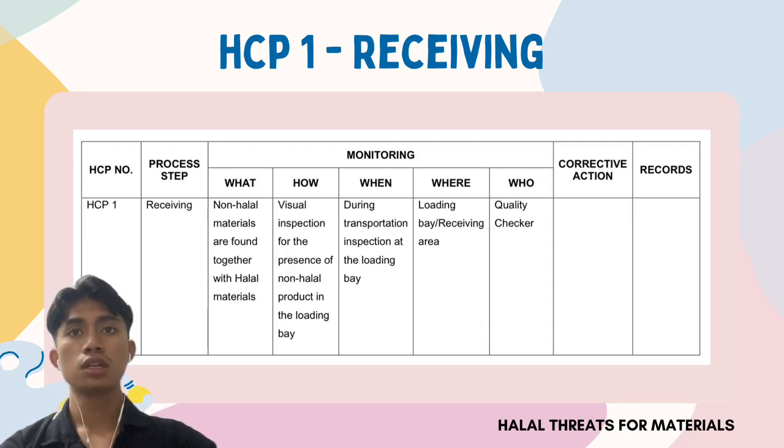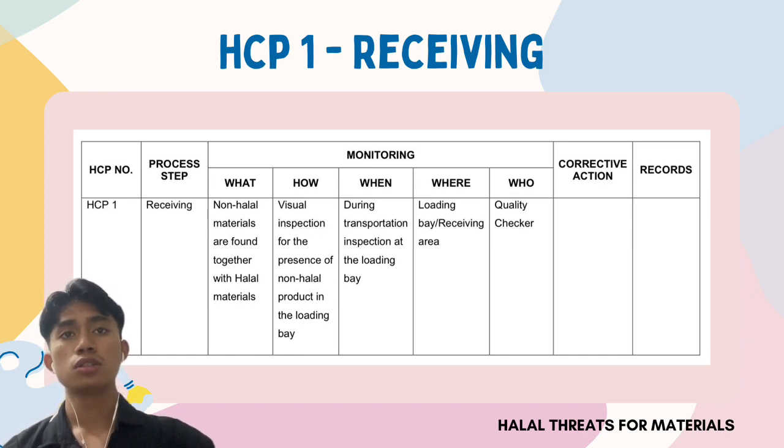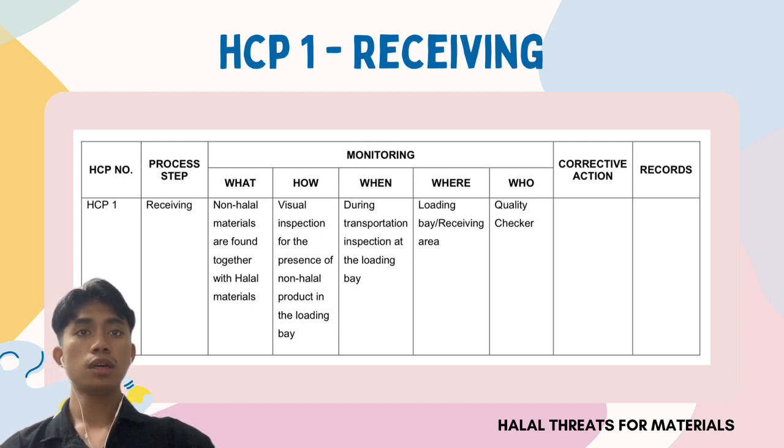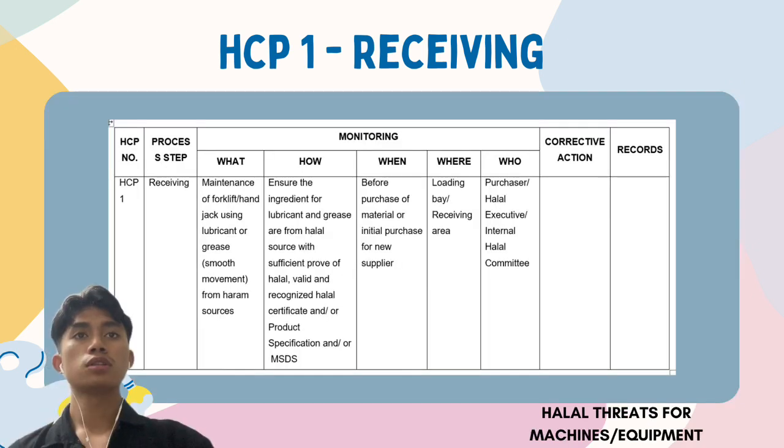In receiving, the issue is non-halal materials are found together with halal material. So how we solve the problem is visual inspection for the presence of non-halal product in the loading bay. When: during the transportation inspection at the loading bay. Where: loading bay or receiving area. Who to monitor is the quality checker.